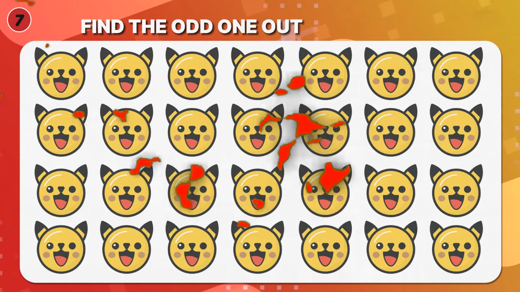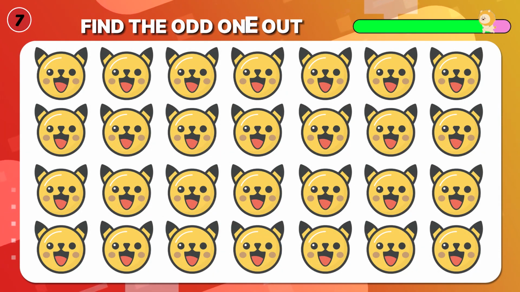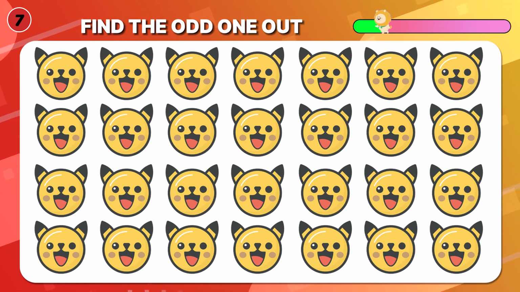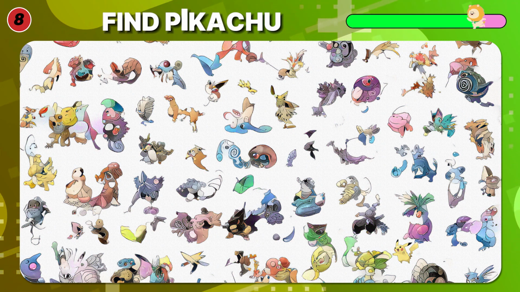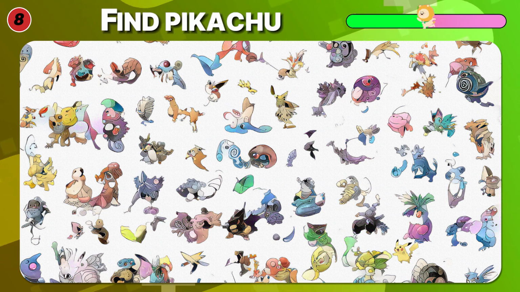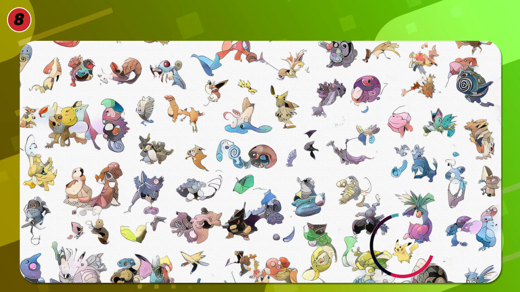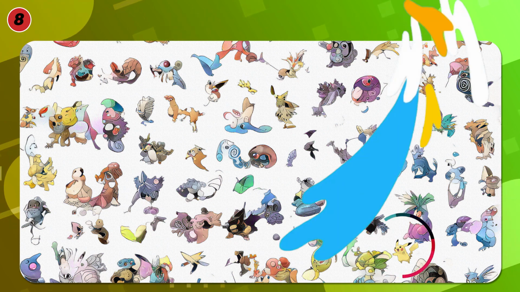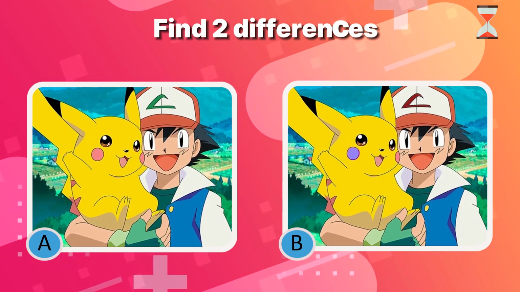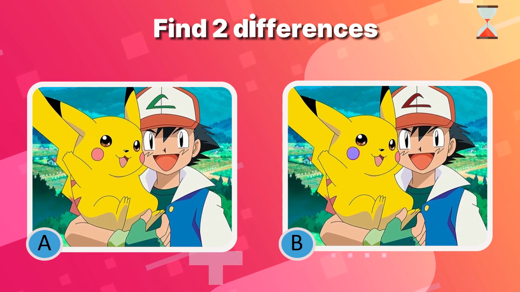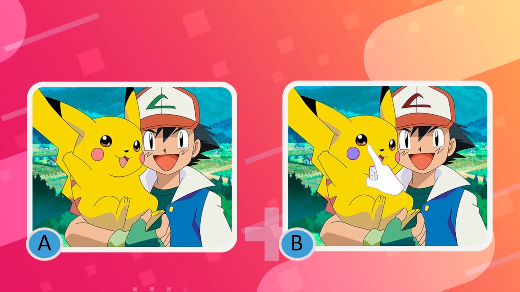Oh, it's Pikachu. Find the odd Pikachu out. Pikachu is different here. Find Pikachu. I've found it. Did you find it? Find two differences. Those two differences are here.